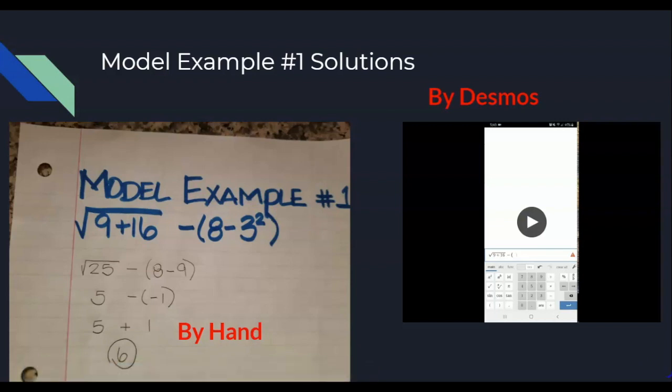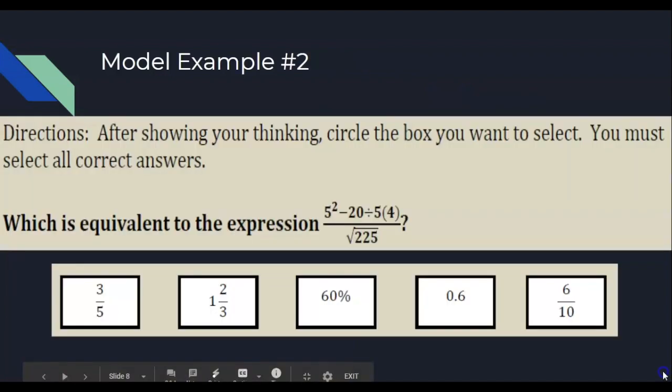Now let's look at model example number 2. This example is written in rational form, meaning that it is written as a fraction. You have an expression in the numerator and a separate expression in the denominator. We're going to simplify those two separately and then bring them together for the final answer. Let's look at the solution.